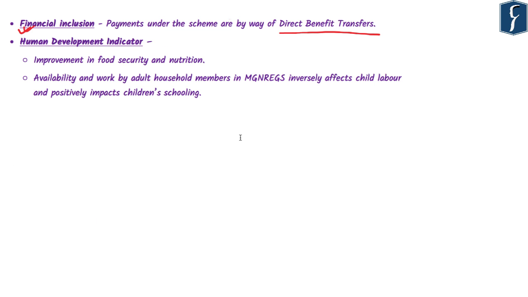You can also highlight that certain human development indicators are supposed to have increased, although we do not have very strong concrete data on this. But since income generation has increased, based on that you can say that food security and nutritional security must have improved to a certain extent, and when the income of adults in the households increases, that inversely affects child labor and positively impacts children's schooling.